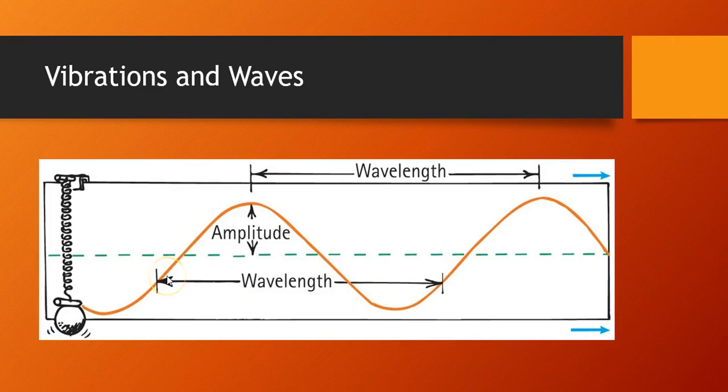And then the wavelength is just the length from each successive point in the wave. So the length until the wave starts back over. So you can measure it from crest to crest, you can measure it from trough to trough, or you can just measure it from two identical points in the wave.